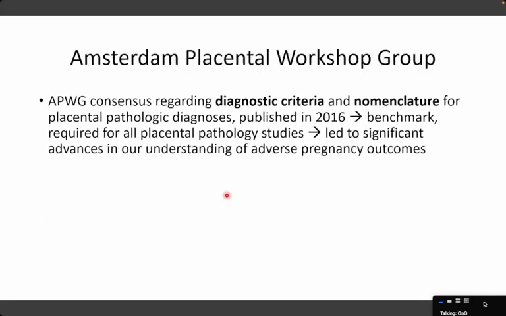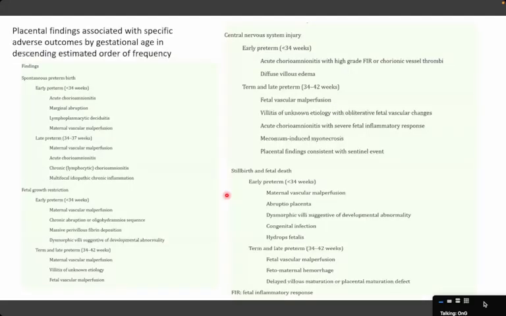Okay, so then we're going to start looking at the 4 main placental diagnoses as classified according to the Amsterdam Placental Workshop Group that was published in 2016. And we're going to use this table, which shows the main adverse outcomes being spontaneous preterm birth, fetal growth restriction, central nervous system injury, stillbirth, and fetal death. And this table lists the adverse outcomes in order of frequency, and also distinguishes those that occur in the early preterm and late preterm or term.